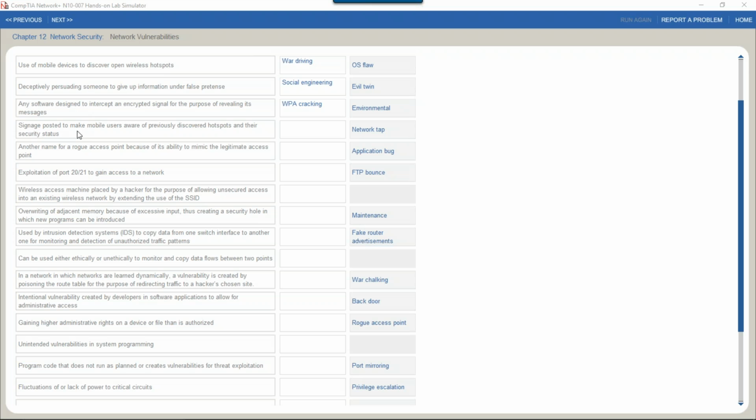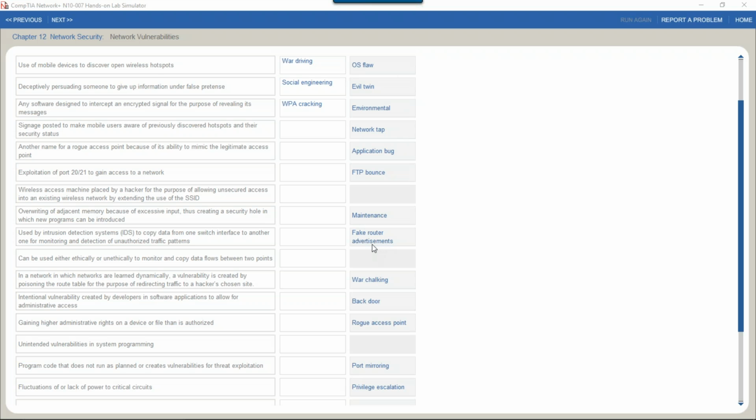Down here, someone's already done that for us. Someone's already found some hotspots and given us a heads up, like, hey, there's one over here. So in this instance, someone's marking hotspots. That's going to be war chalking. Good job, Kelly. That's the only one that fits.